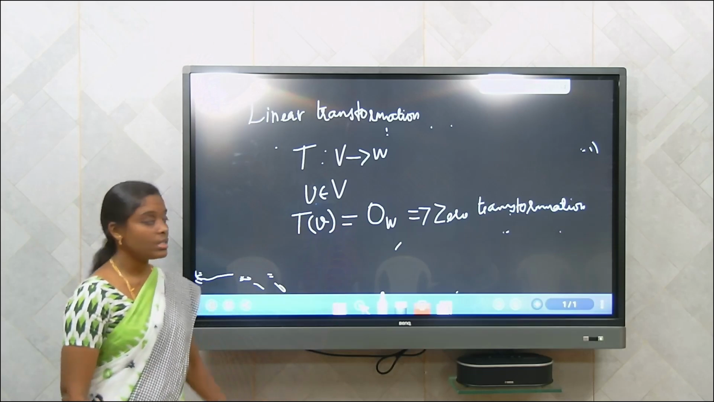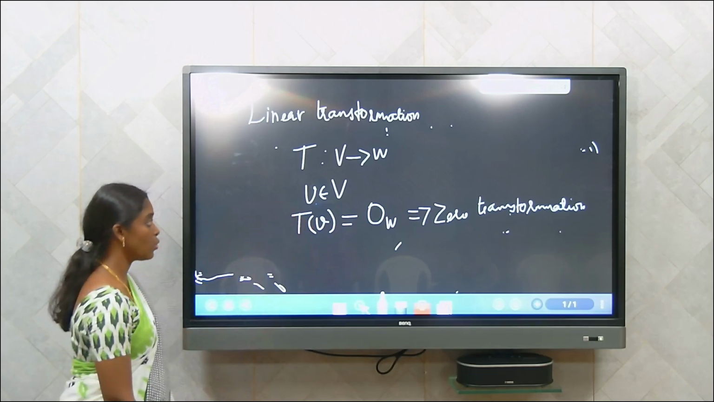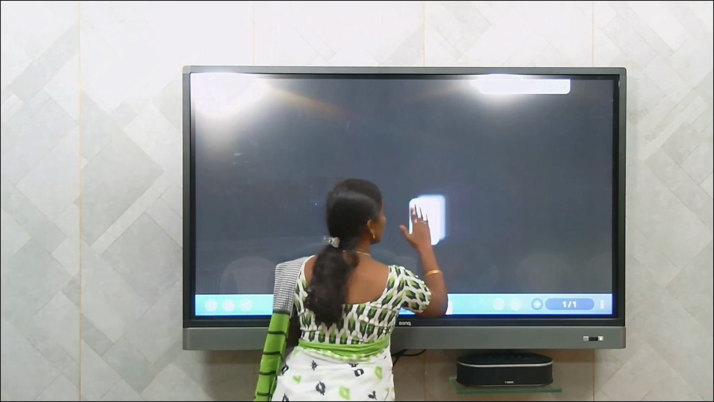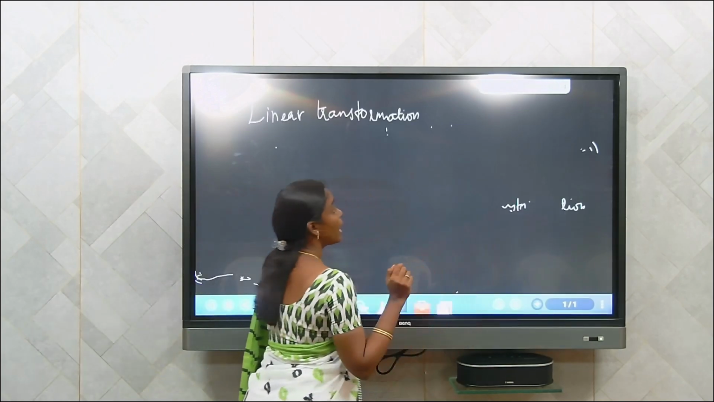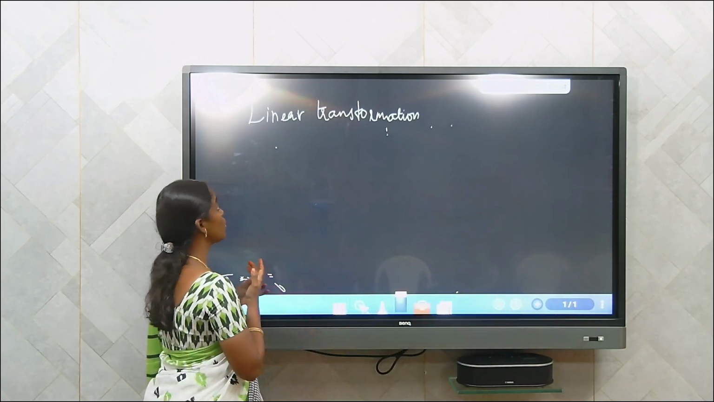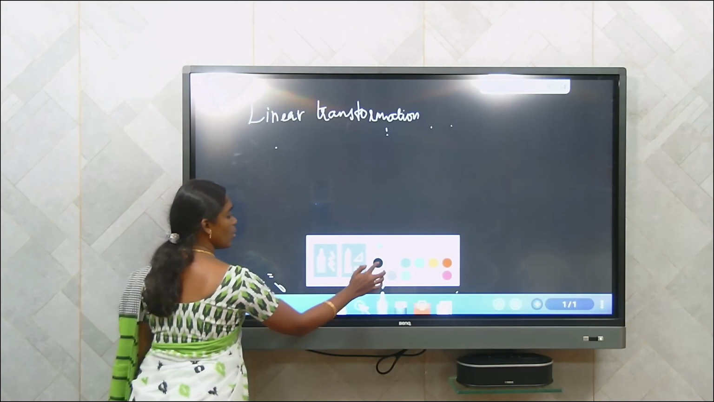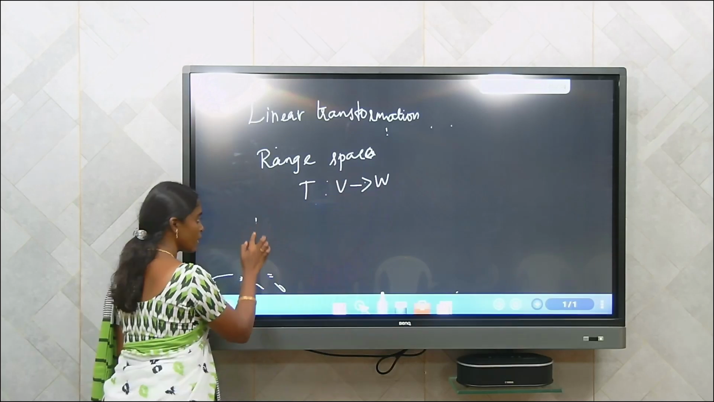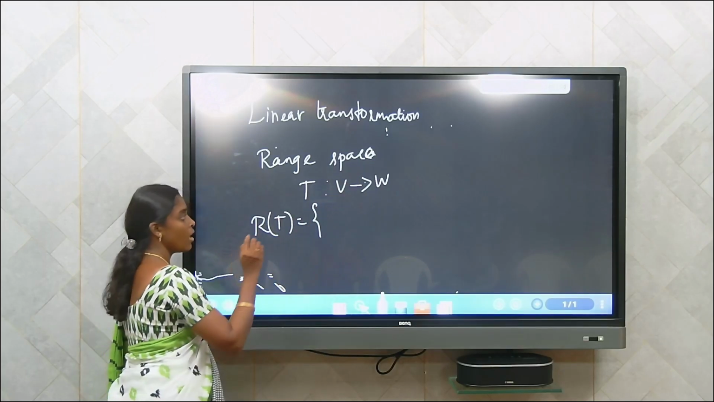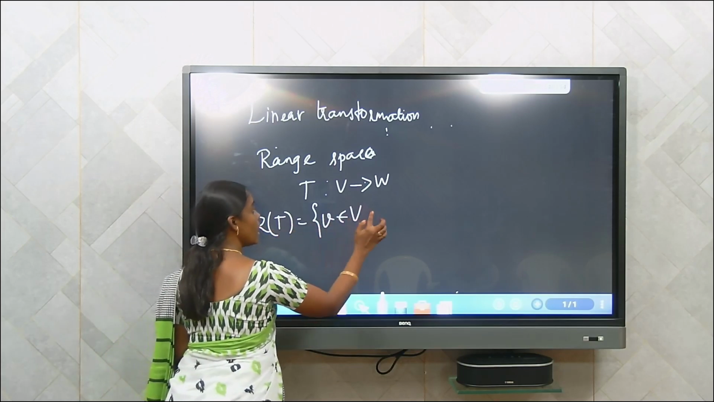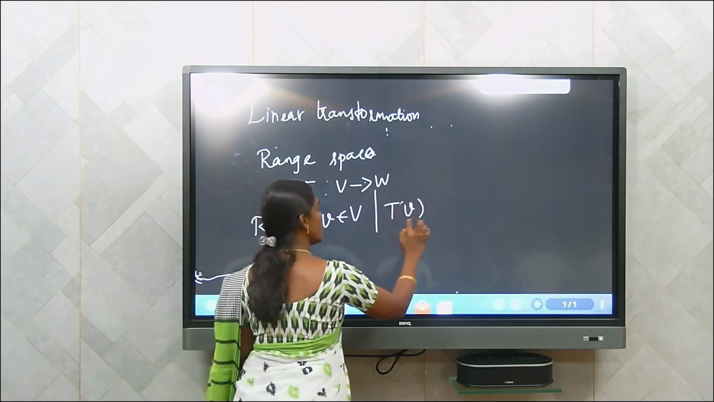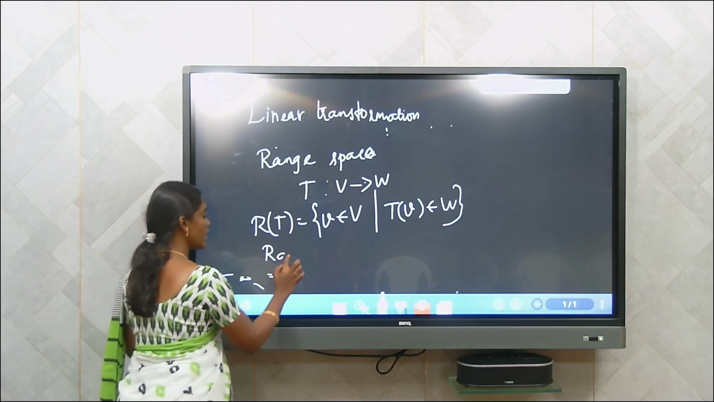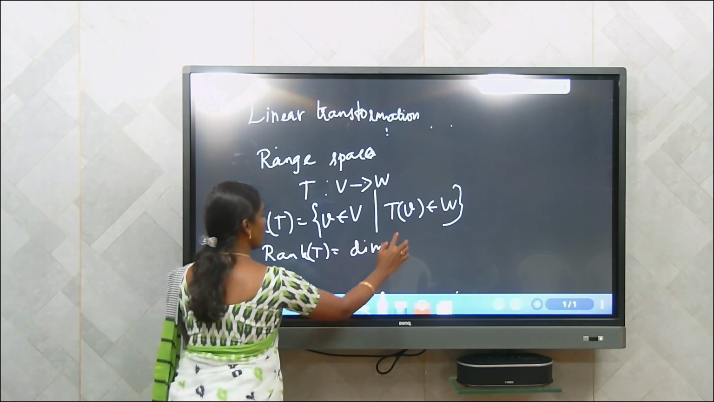We are just applying the mapping definition alone. With these two, zero transformation and identity transformation, we are going to define a particular definition: rank of T and nullity of T. For that, one important definition is range space. If I have a transformation T from V to W, the range space of T can be defined. Whatever element I take from the domain, I should have some image in the codomain. Those elements will be in the range space, and rank of T is defined as the dimension of the range space of T.